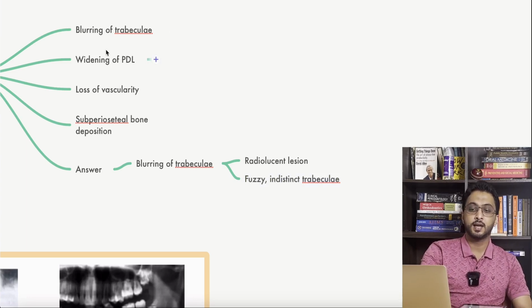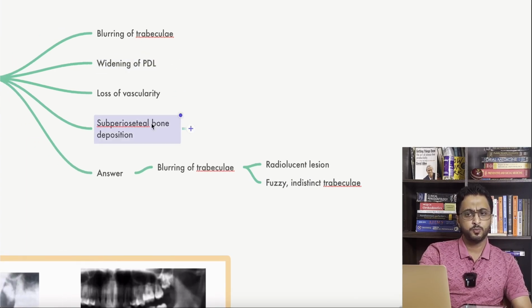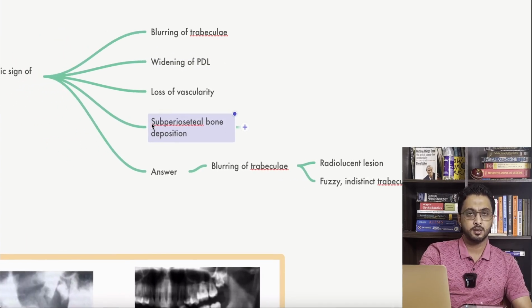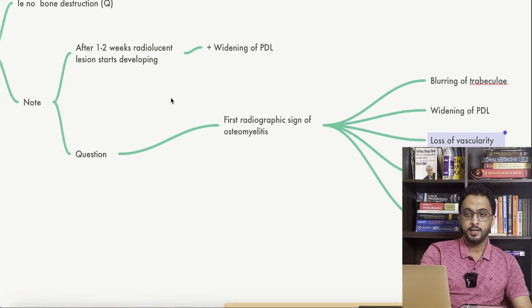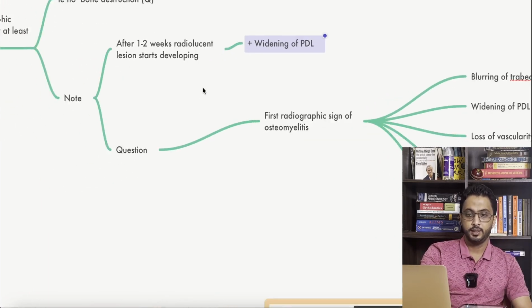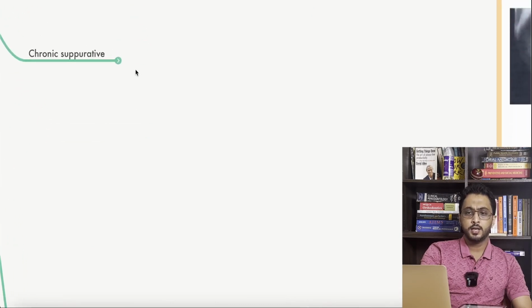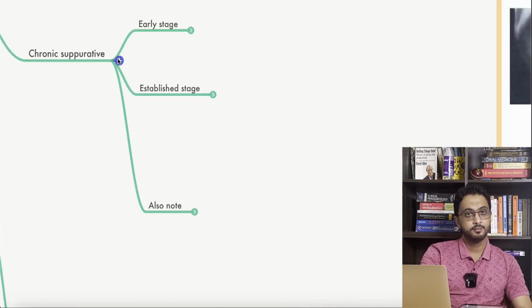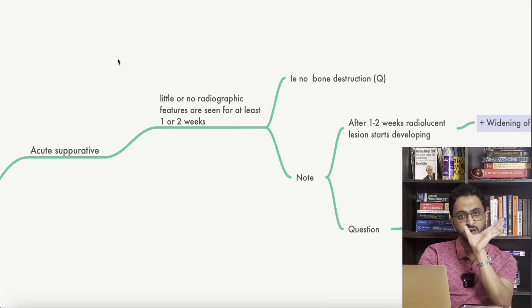Then comes the second, which is widening of PDL. Subperiosteal bone deposition is basically Garre's osteomyelitis, and loss of vascularity is a much later stage. So the first radiographic sign is blurring of trabeculae, and along with that you will see widening of PDL. That's one question asked. Now, chronic suppurative: in acute we said 1 to 2 weeks, no problem, then radiolucent lesion appears because of the fuzziness of trabeculae, then widening of PDL happens.